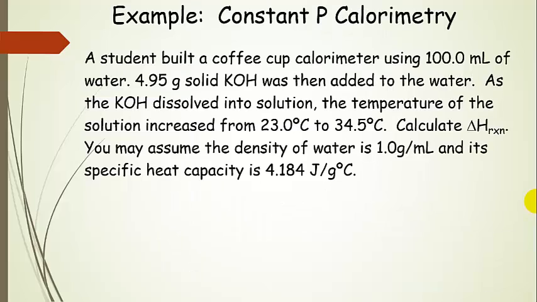Okay, so here's an example for you to try. A student built a coffee cup calorimeter using 100 milliliters of water. 4.95 grams of solid potassium hydroxide was then added to the water. As the potassium hydroxide dissolved into solution, the temperature of the solution increased from 23.0 degrees C to 34.5 degrees C. So we want to calculate delta H reaction. Now, you can assume the density of water is 1 gram per milliliter, and its specific heat capacity is 4.184 joules per gram degree C.